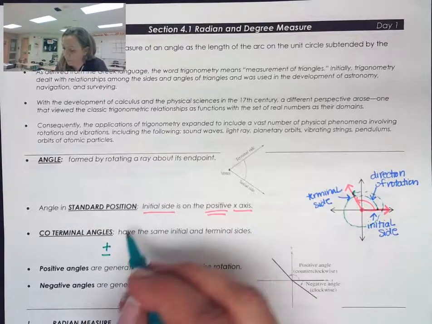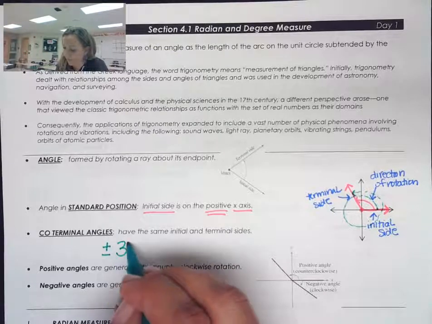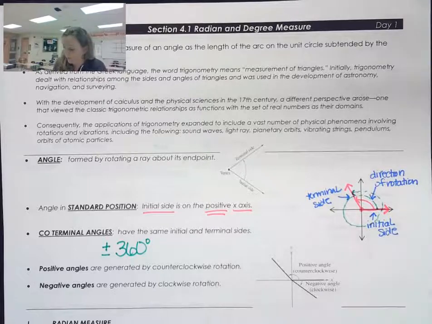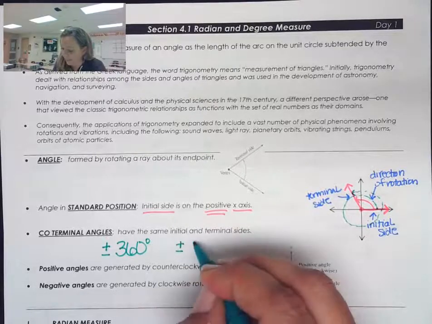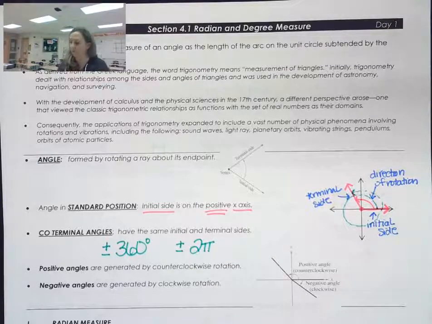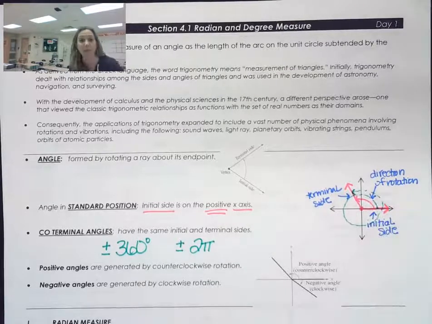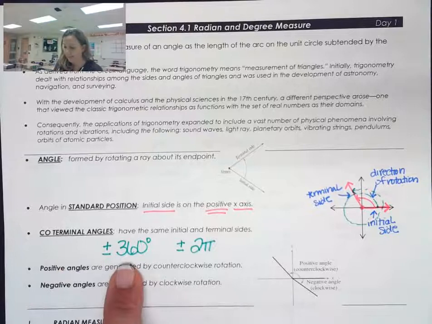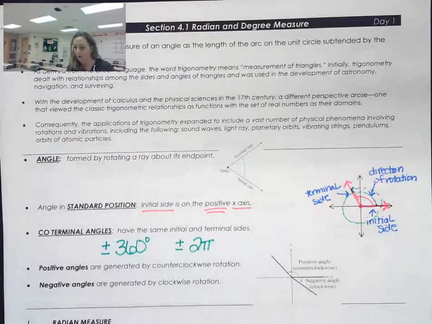You guys are probably more familiar with the idea of going 360 degrees for a circle. But what we're going to really focus on is radian measurement, which means that a full rotation can also be considered 2 pi radians. Okay, so coterminal angles are found by adding and subtracting 360 degrees, or adding and subtracting 2 pi.